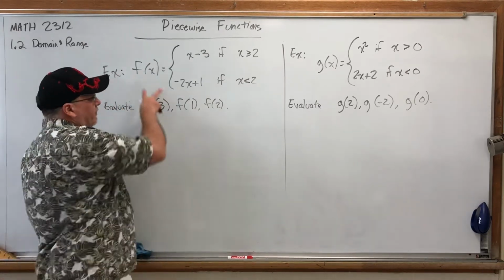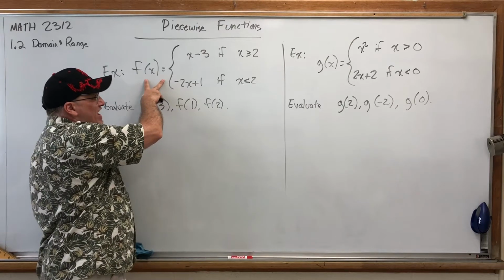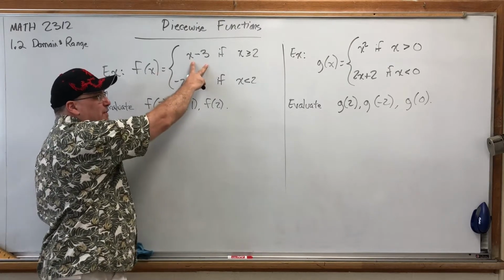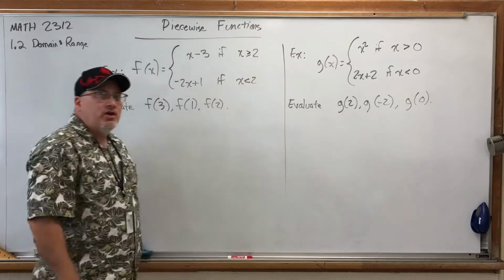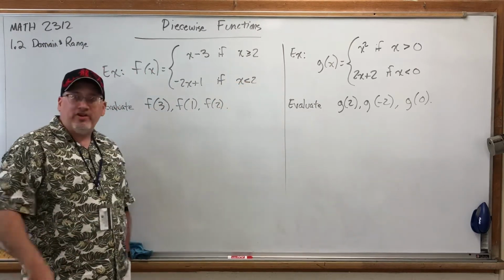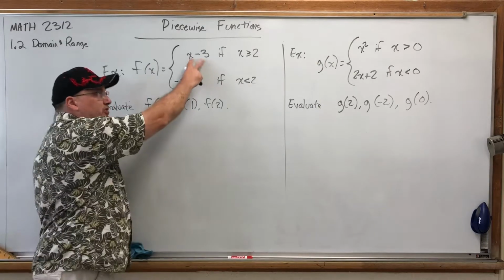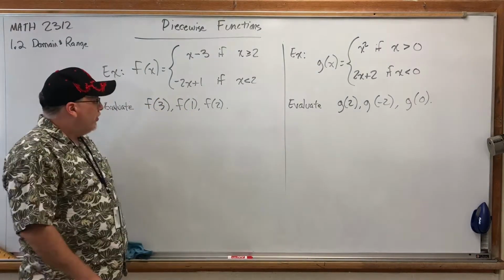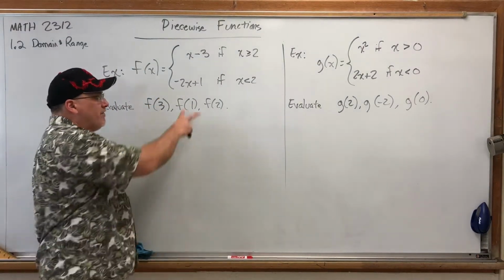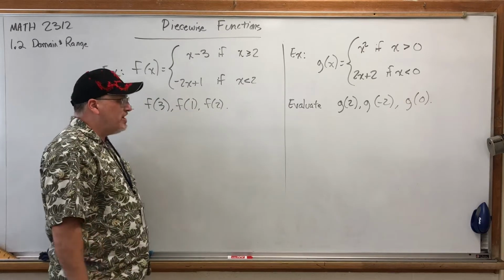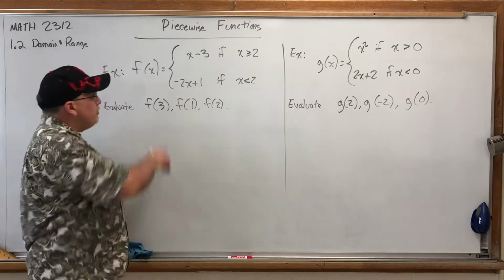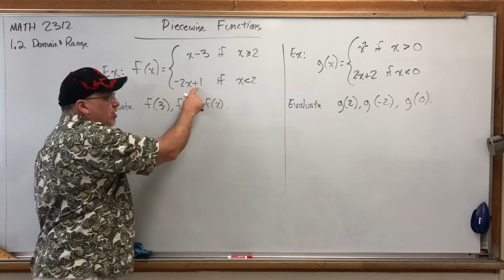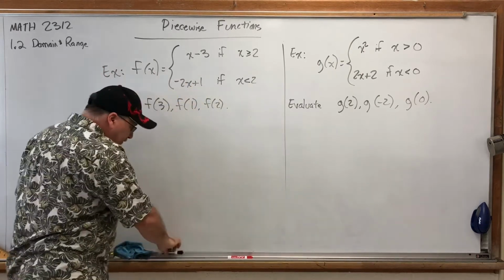In this case, for the function f of x, we have f of x equals x minus 3, but only if x is greater than or equal to 2. Meaning that if we put in a value that is 2 or greater, then we're going to do this function to it. But the other half of this function says f of x equals negative 2x plus 1 if x is less than 2. Meaning that if we put an input in that's less than 2, this is the function we're going to apply to it.